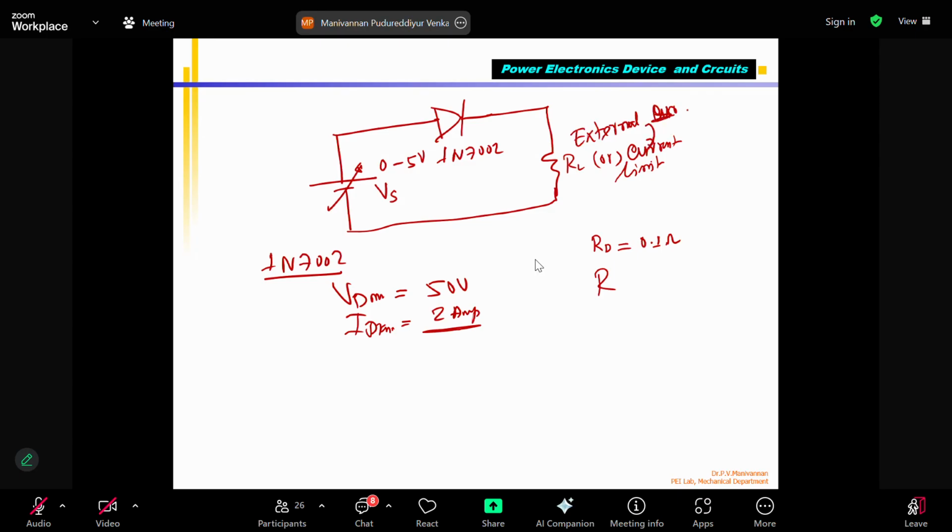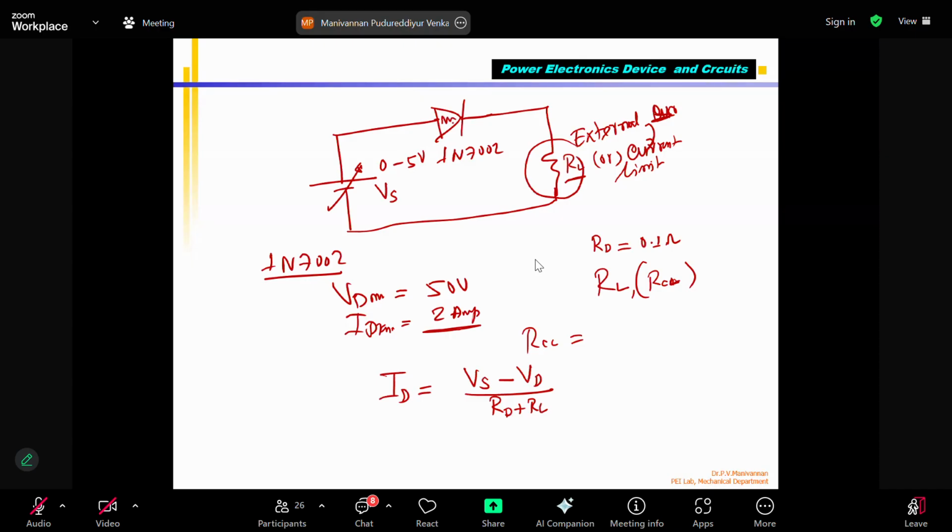They call it external current limiting resistor or load resistor. What should be the load resistance in this case? To find out the load resistance value, which is called RL or current limiting resistor, RCL, both are the same, it can be computed. The correct value for ID calculation is nothing but Vs minus Vd divided by Rd plus RL, because we have connected another resistance.